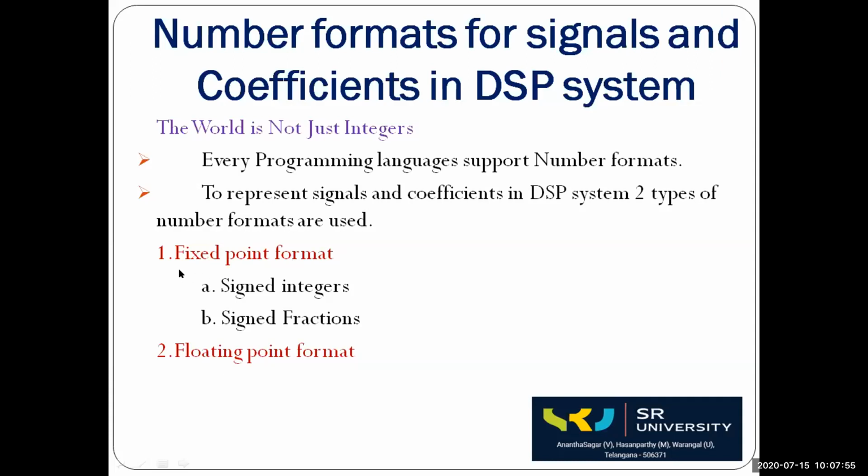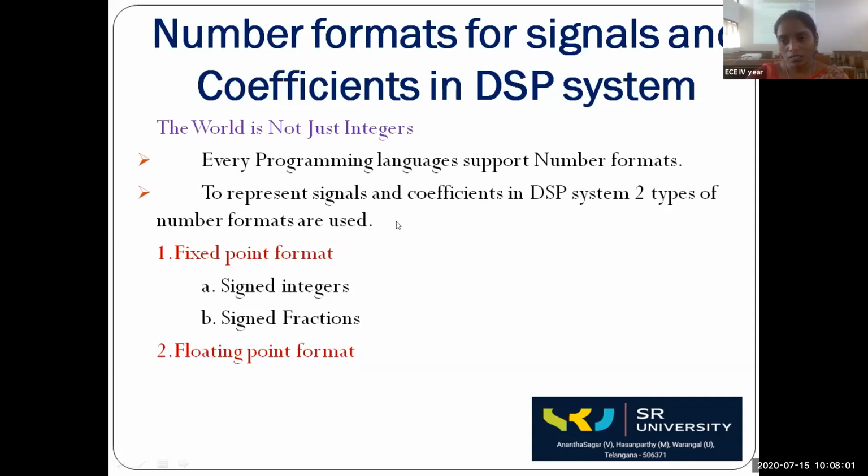Already you know, generally we use binary number systems, right? That is nothing but simply the fixed point format. So your first unit contains only 2 major topics. One is what type of number formats are dealt with in DSP systems, and the second is what errors occur in the DSP system. These 2 topics only. So today we are going to discuss the number formats.